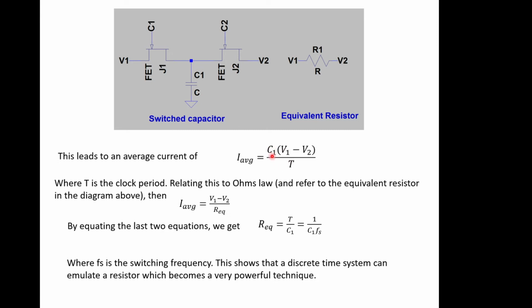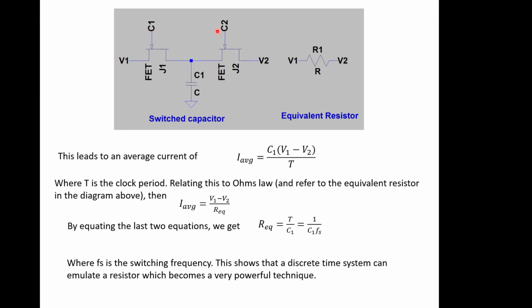So C1 over T must be the equivalent dimensions of a resistance. And so by equating these two equations to each other, we can see that R equivalent is equal to T over C1, where T is the period of the clock that's driving these switches. Or alternatively, if we say that T is 1 over the switching frequency, R equivalent is 1 over C1 Fs, where Fs is the switching frequency. So the value of this equivalent resistance in this circuit is controlled by the frequency of the clock driving this.